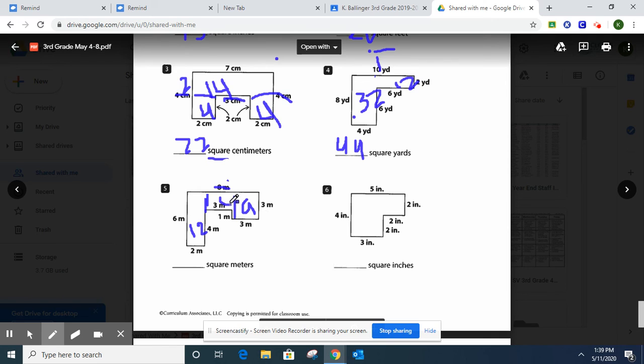So 3 times 2 is going to be 6. So 12 plus 6 is 18. 18 plus 9 is 27. 27 square feet. And if you find a mistake, let me know, because I can make them just as easily as you can.